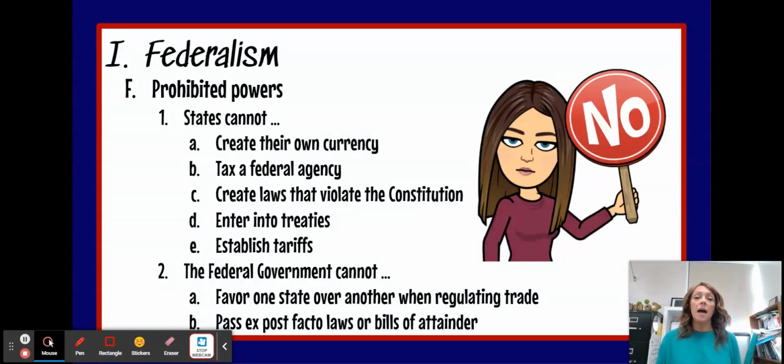Today we're going to be looking at prohibited powers of the states and the federal government, and also how the states and the federal government work together in different types of federalism. Let's do it. Starting off with powers that states do not have.